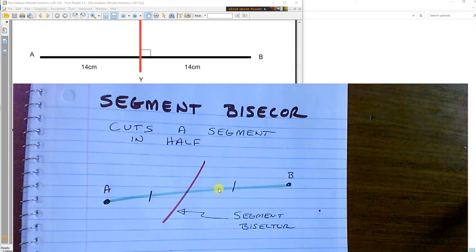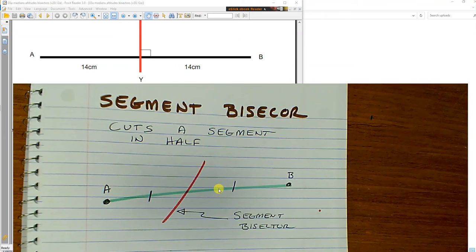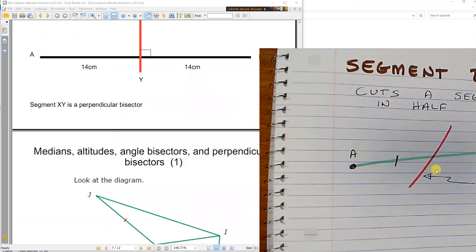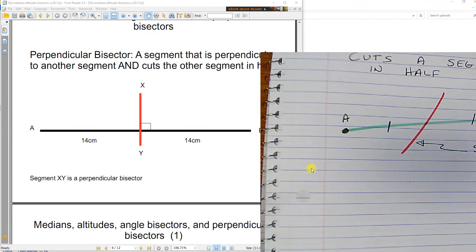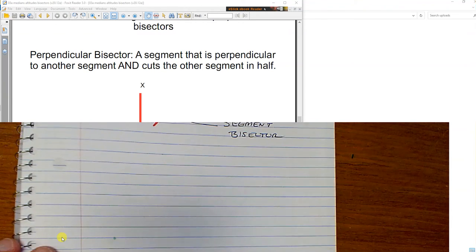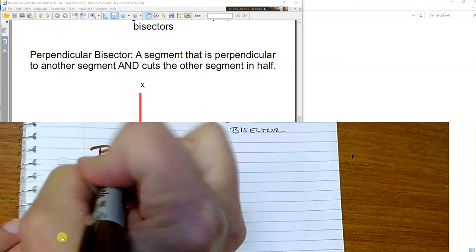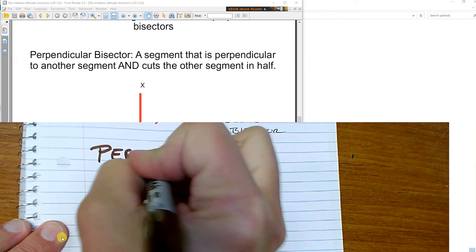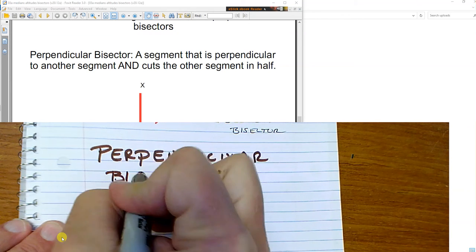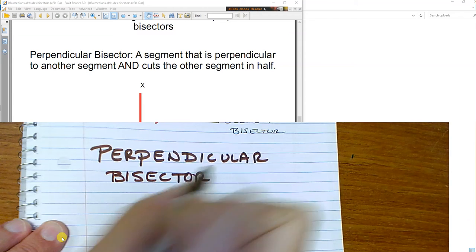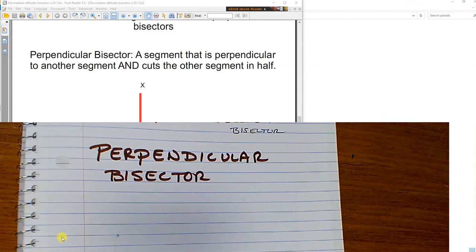A perpendicular bisector is going to do the same thing, except it's going to come in perpendicular to the segment. So a perpendicular bisector is a segment that is perpendicular to another segment and cuts it in half. So that's a perpendicular bisector. It cuts a segment in half and is perpendicular.